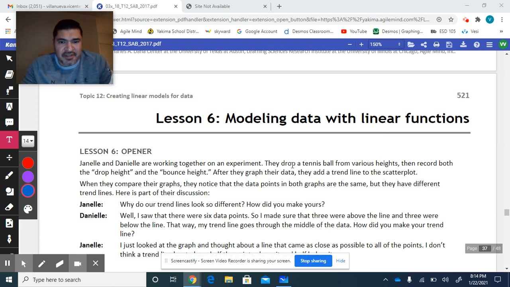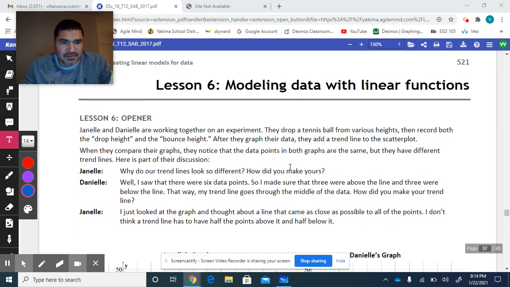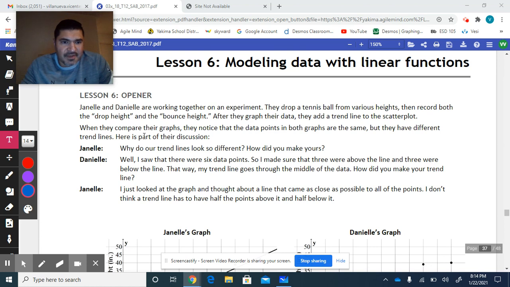So I'm going to go ahead and read this out for you guys. Here's the opener, lesson 6. It says Janelle and Danielle are working together on an experiment. They drop a tennis ball from various heights, then record both the drop height and the bounce height. After they graph their data, they add a trend line to the scatter plot. When they compare their graphs, they notice that the data points in both graphs are the same, but they have different trend lines. Here is part of the discussion.